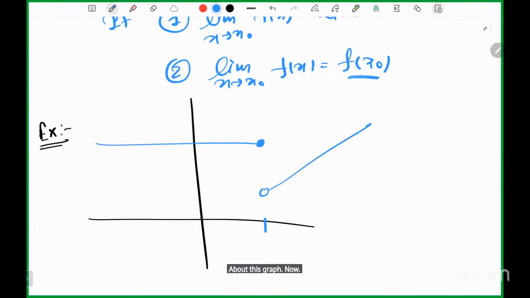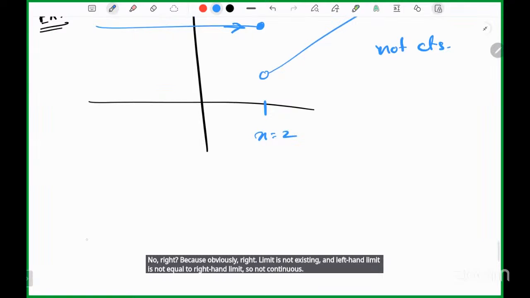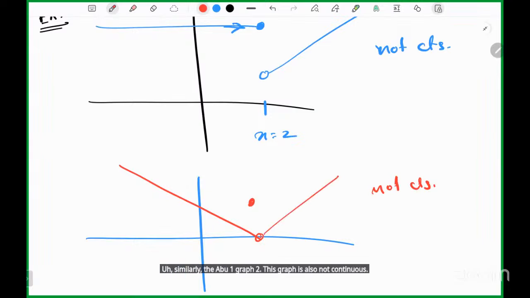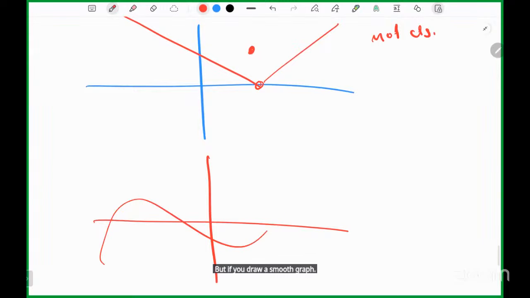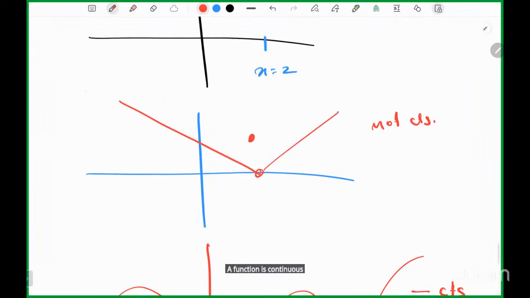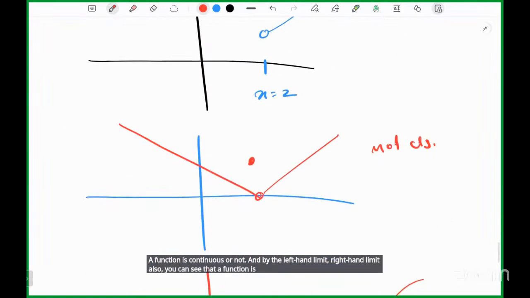is this function continuous at x is equal to 2? No, right? This function is not continuous because, obviously, the limit does not exist; the left hand limit is not equal to the right hand limit. Similarly, the above graph too is also not continuous. But if you draw a smooth graph, this type of graph, then this is continuous. So by the graph, it's kind of easy to figure out that a function is continuous or not, and by the left hand limit and right hand limit also, you can say that a function is continuous or not.